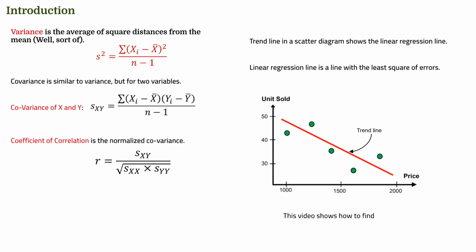Here's the figure that shows the scatter diagram of units sold and price, and the trend line is shown in red. This video is about how to find that linear trend line. We call it linear regression.